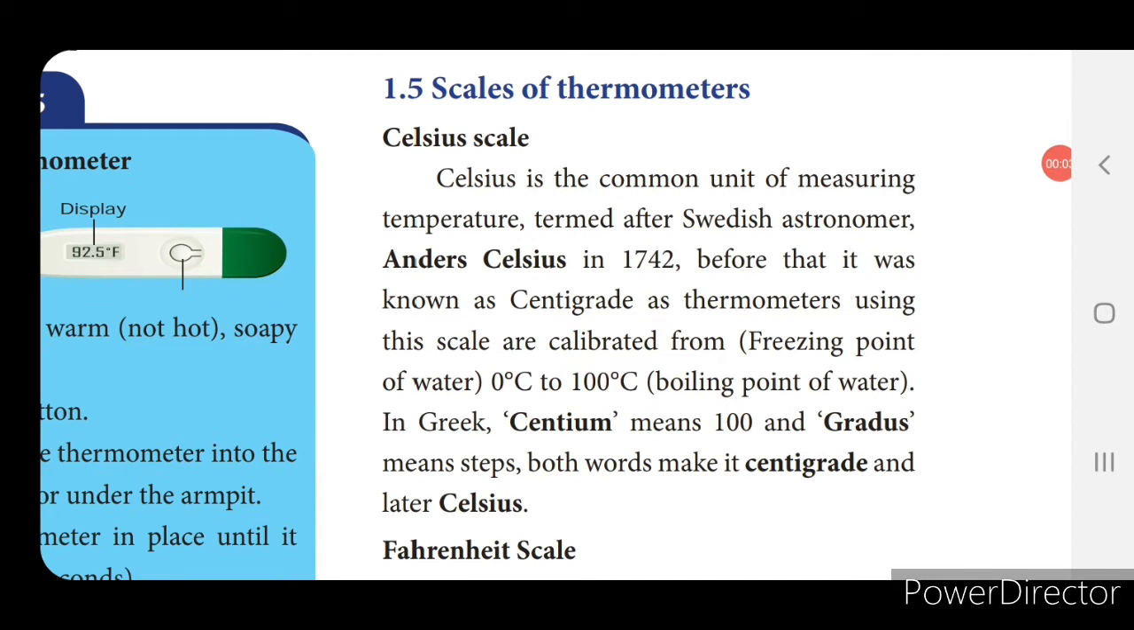Hello children, this is 7th standard science, second term, unit 1 in physics, heat and temperature, second class.